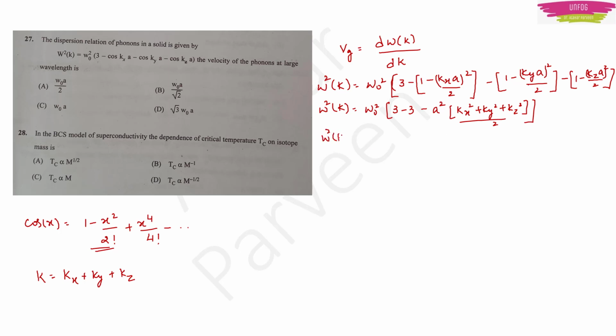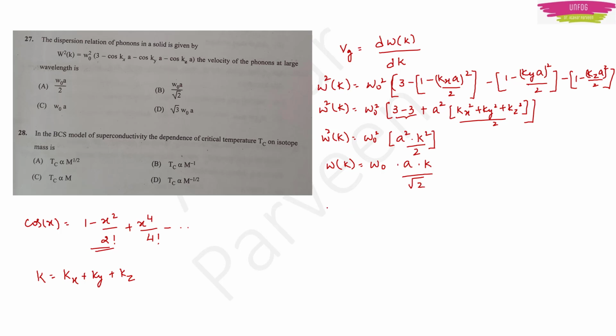So omega square k is equal to omega naught square. This will be 0 and here it will become plus a square into k square by 2, or omega k will become omega naught into a into k by root 2.